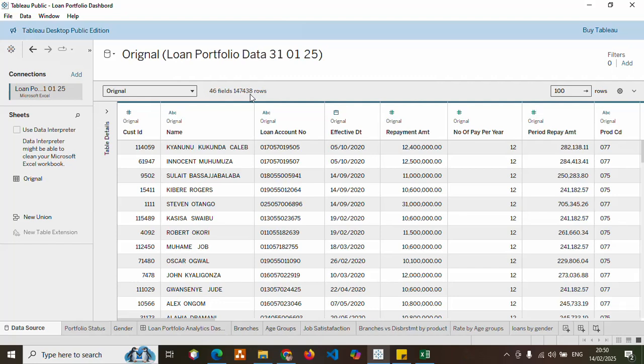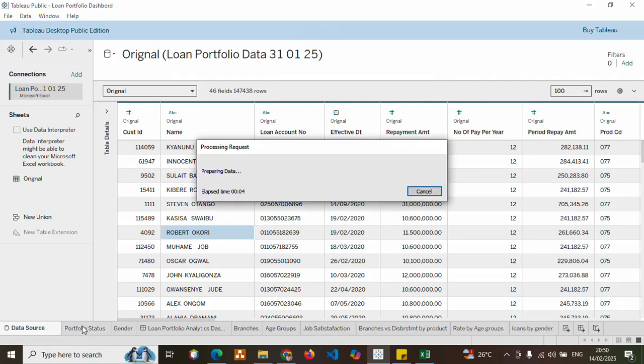But from our records on the data source, we saw that there are around 147,438 records. What does this tell us? It means that these customers have more than one loan product. For example, one customer like Robert Okori, you will find him with either one or two or three different types of loans. That's why the total number of loans here differs from the total number of customers that we have under our loan portfolio status here.